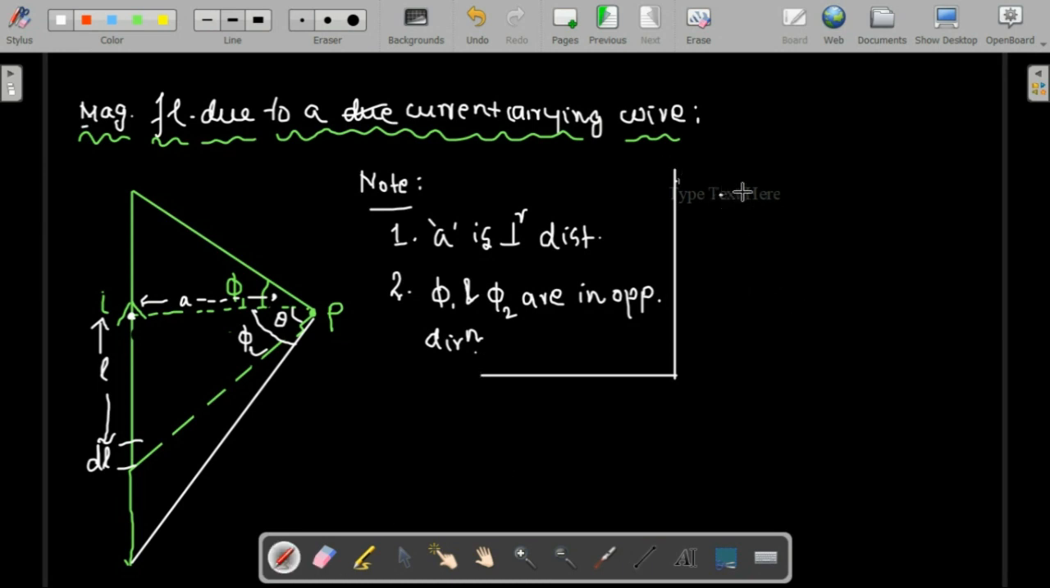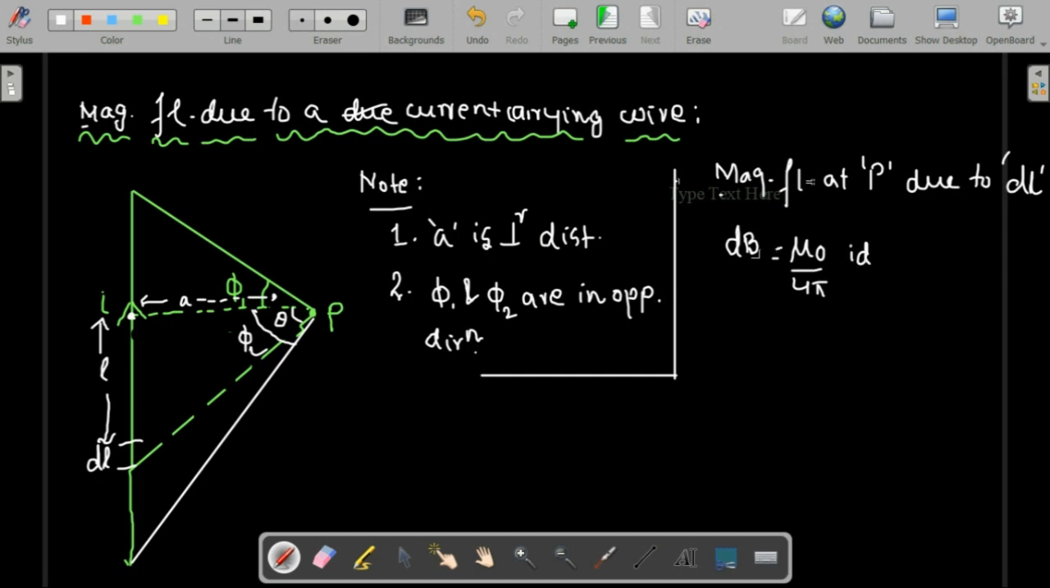Let's try to find out the magnetic field at P due to element dl. So we can use our Biot-Savart law here. Very simple. We can simply say dB is equal to mu naught divided by 4 pi, into i dl divided by r square, into sine of theta. So you have to know what this theta is.